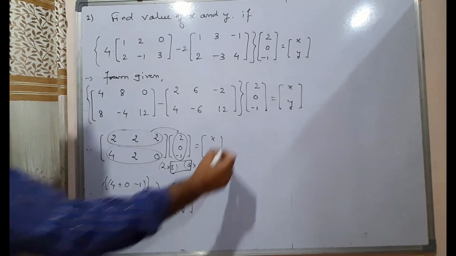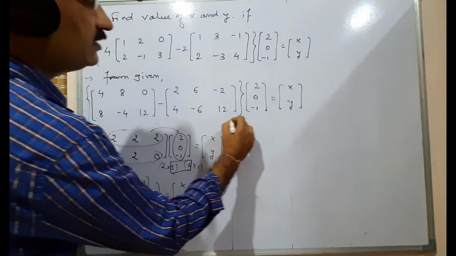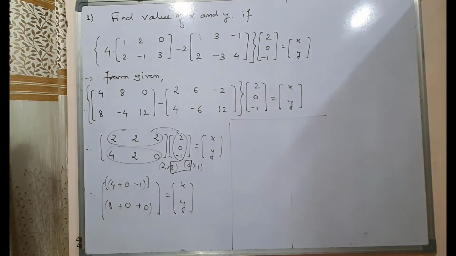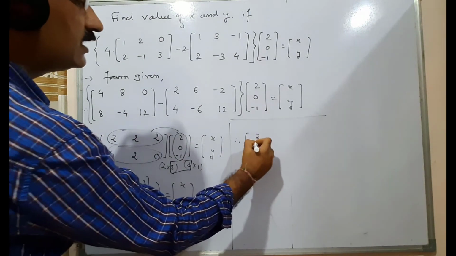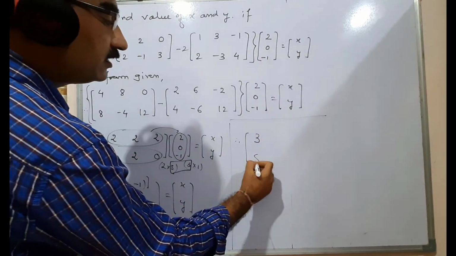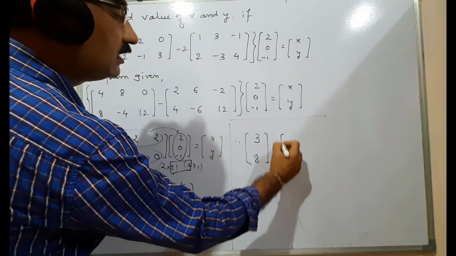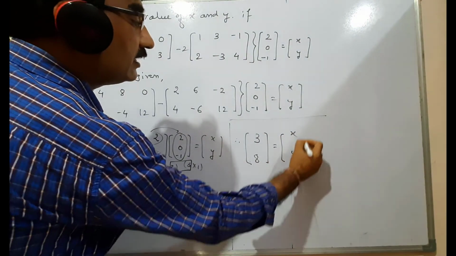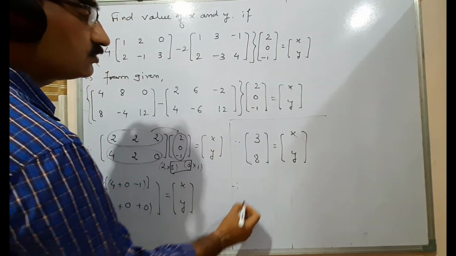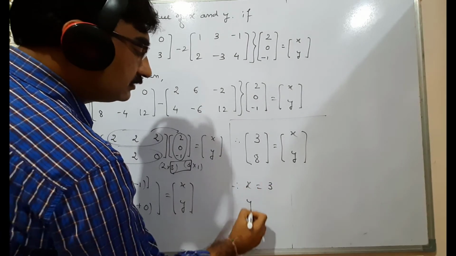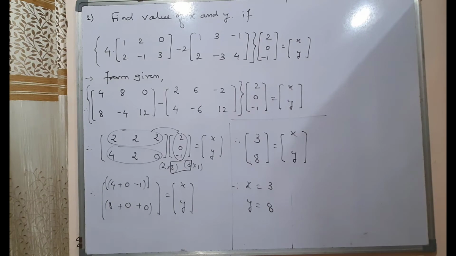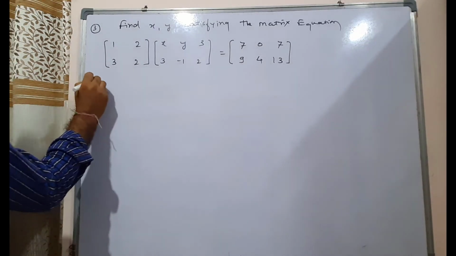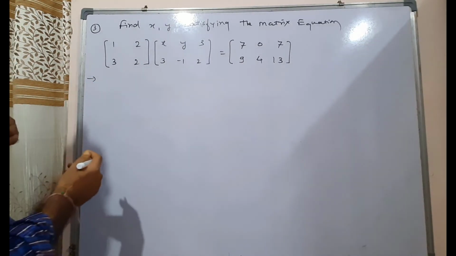So finally how you find out the value? 4 minus 1 that is 3, 8 plus 0 that is 8, and here we get x and y. Now equating these two matrices, x is 3, y is 8. So this is the answer. So in this case also we have to find out the values of unknown x, y.